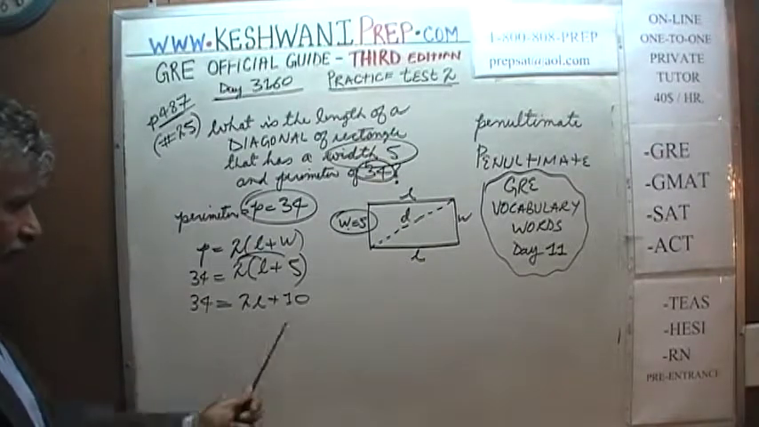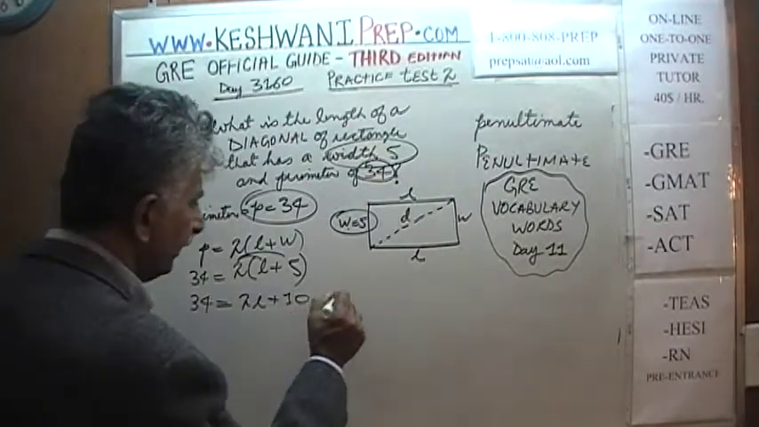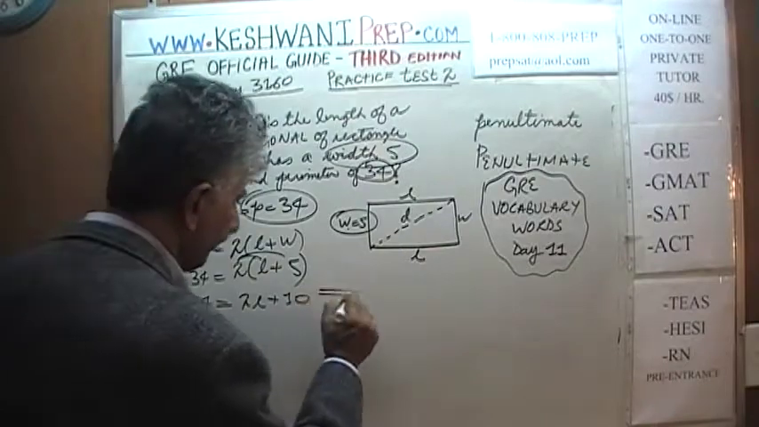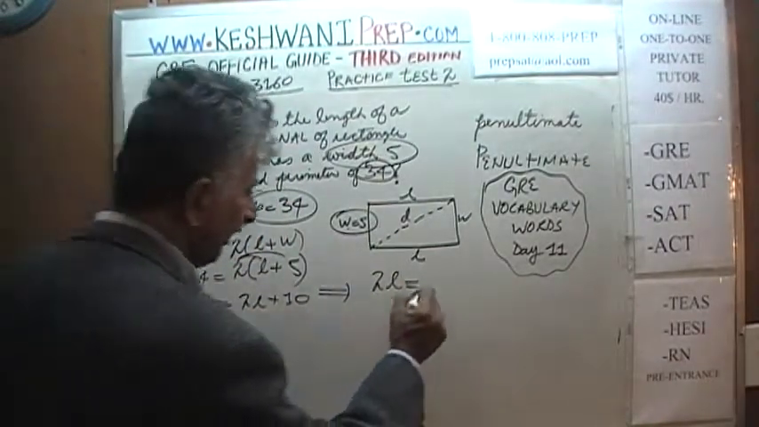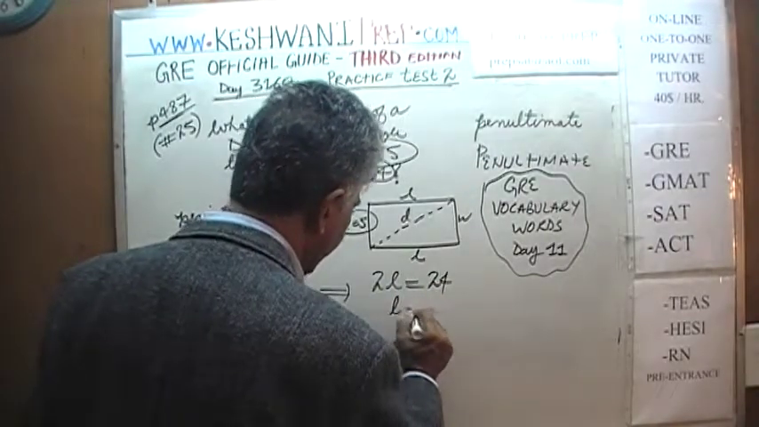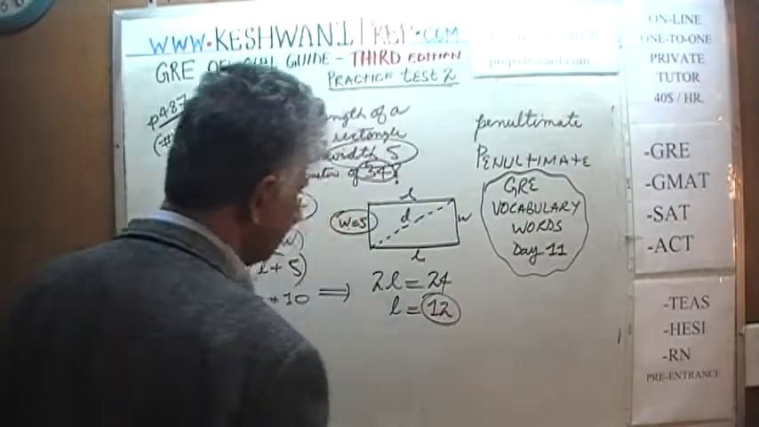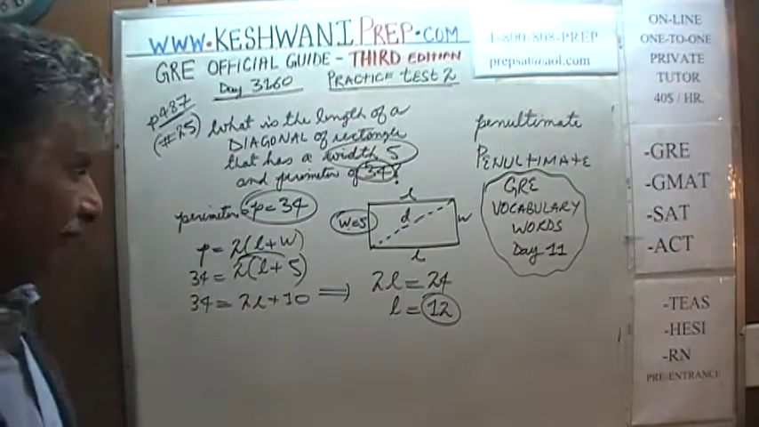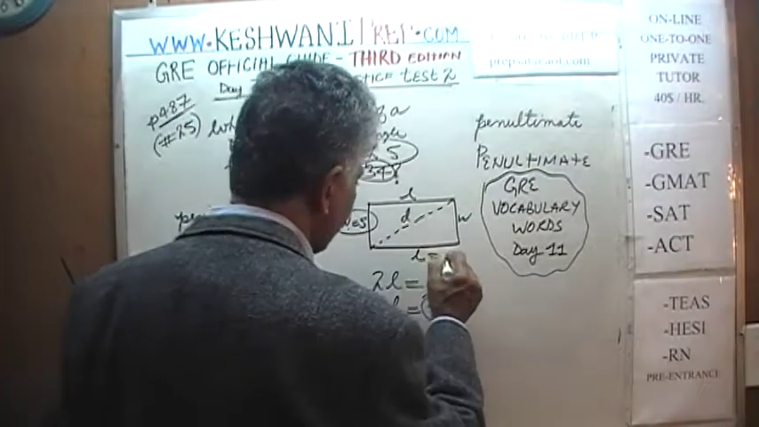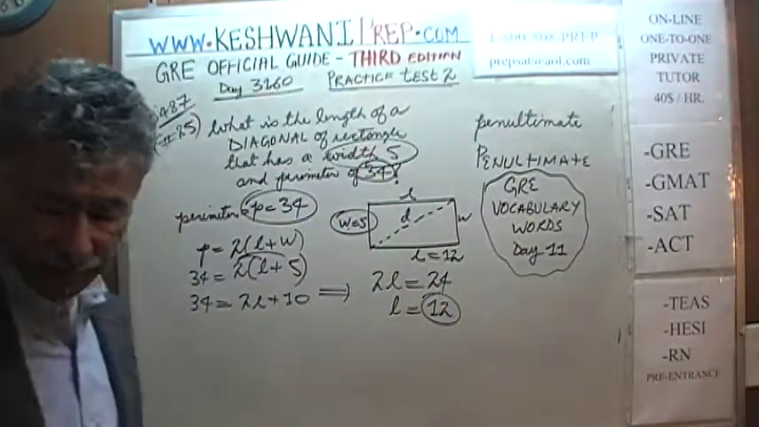Subtract 10 from both sides. If we subtract 10 from both sides, we find that 2 times L equals 24, and L in turn will equal 12, and that's it. Well, actually, that's not it. We have to find the diagonal. That's only half the battle. So now we know the length is 12. That part is done.